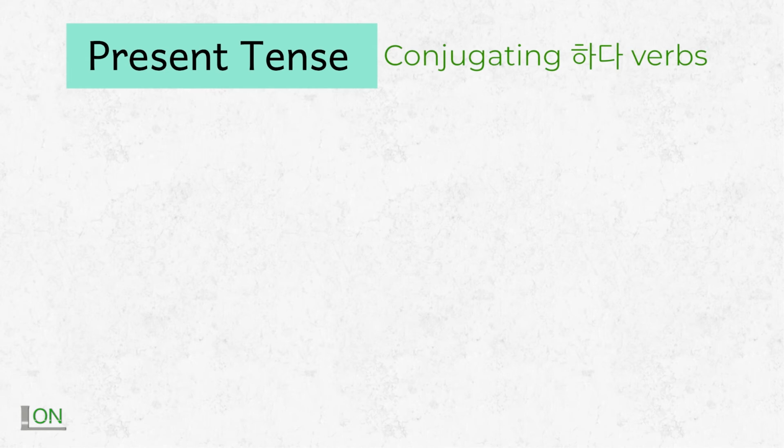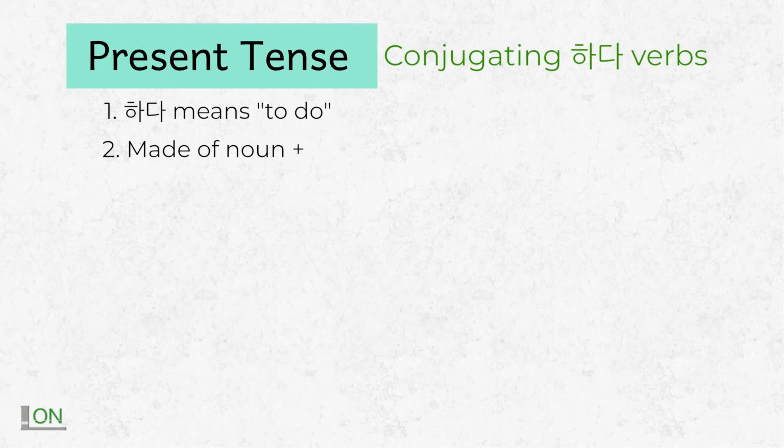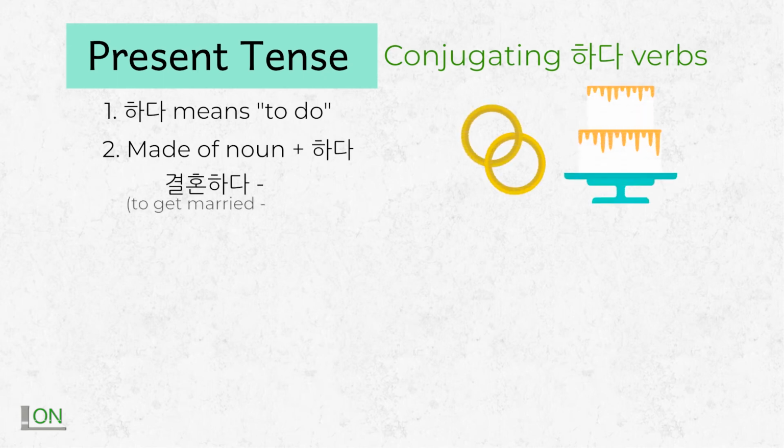Also, we have to conjugate 하다 verbs. As for me, these are the easiest ones. First, 하다 itself means to do. So itself, it's a verb actually. Second thing you need to know about 하다 verbs is that 하다 verbs are made of noun plus 하다. For example, 결혼하다, to get married. 결혼 itself means wedding and 하다, to do. So put it all together, it's going to be something like to do wedding. So it'll mean just to get married.